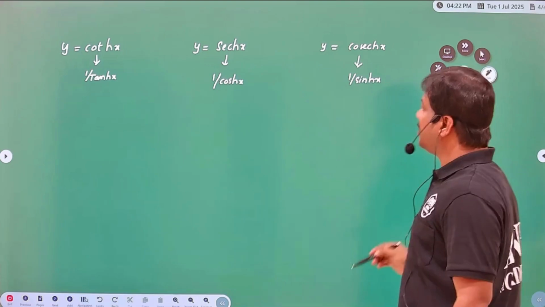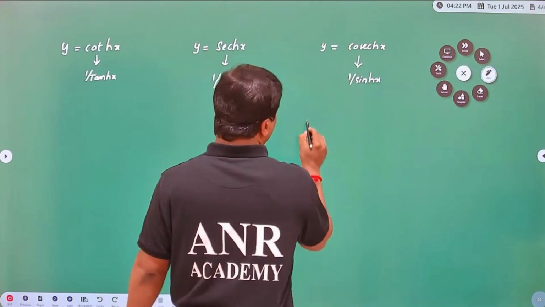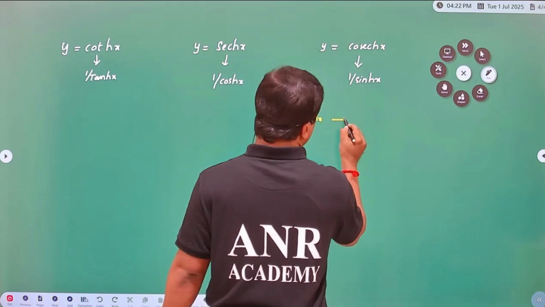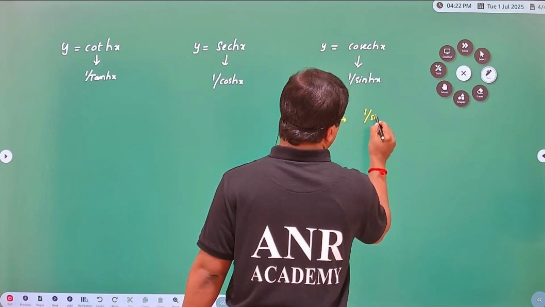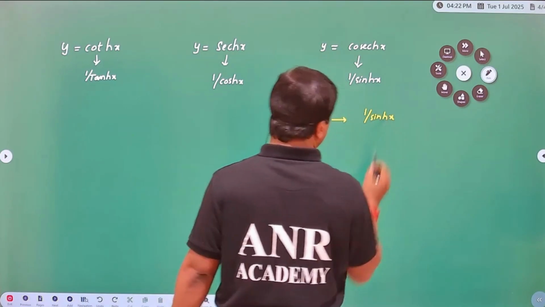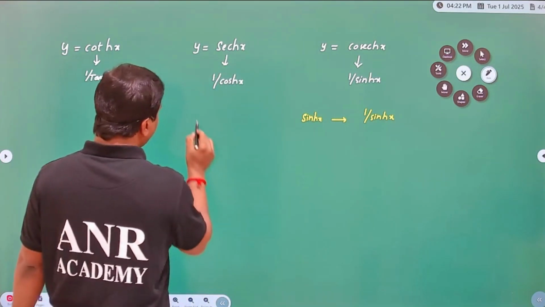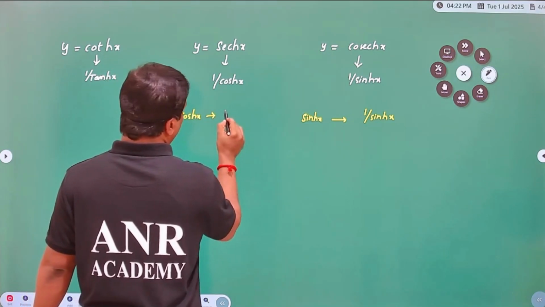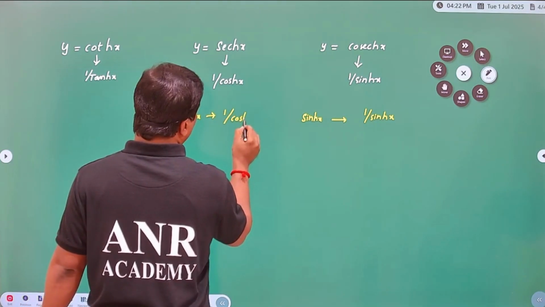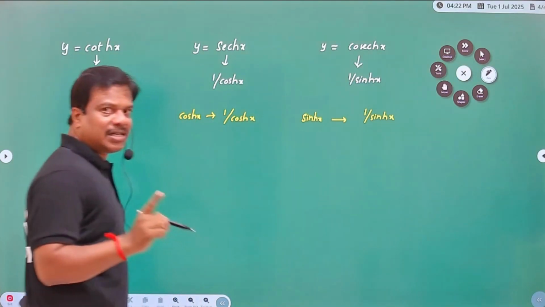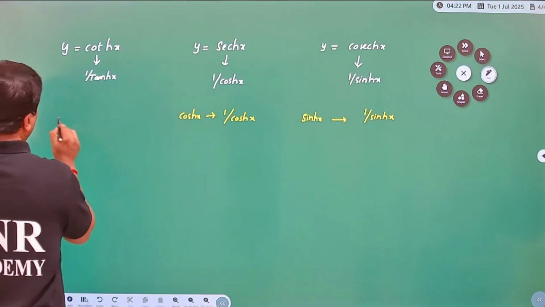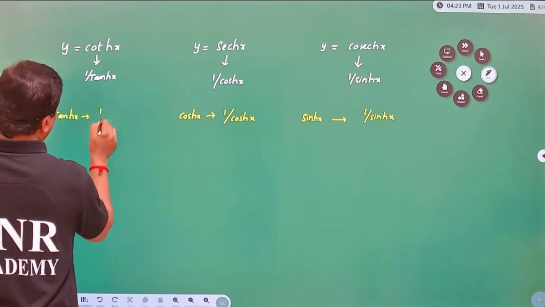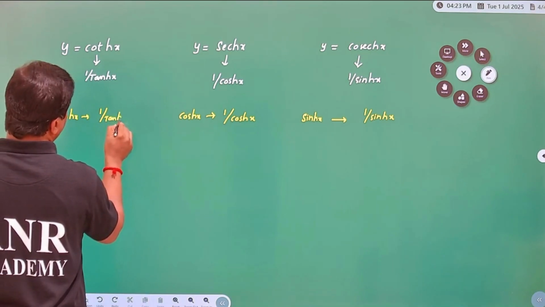With the help of sin hx, you can draw the graph of 1 by sin hx. Next, first draw the graph of cos hx and then go for the transformation 1 by cos hx. Clearly that is secant hx. Next, tan hx: first you have to draw it and then go for the transformation 1 by tan hx.